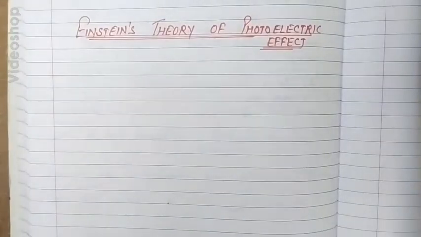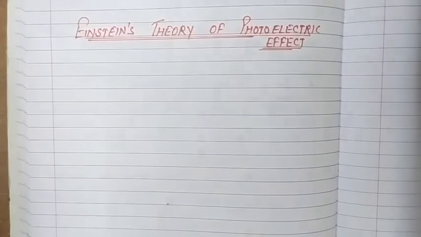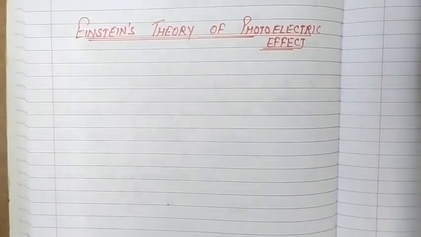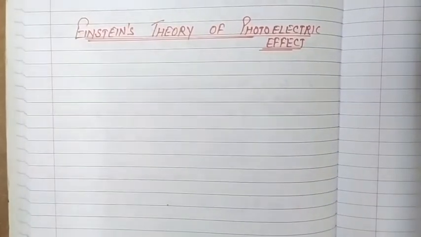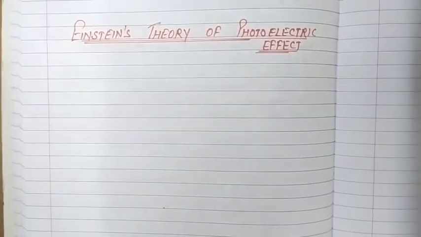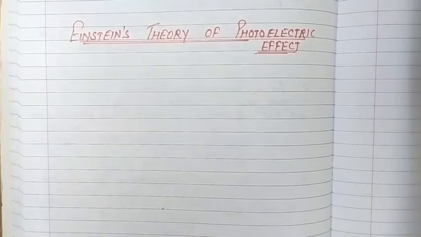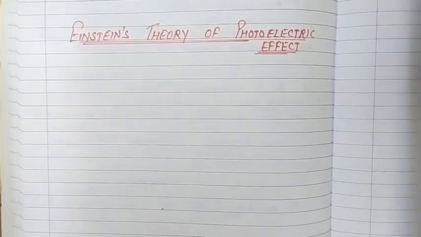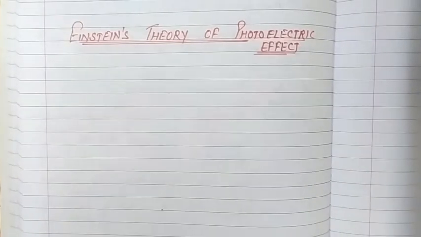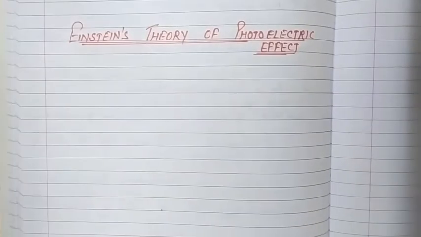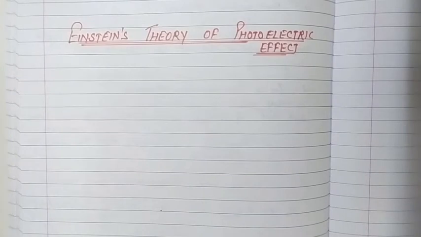Hello students. After Planck put forward his quantum theory, which states that light radiation travels in the form of discrete photons, Einstein in 1905 used Planck's quantum theory, and on the basis of that, Einstein explained the photoelectric effect and gave his theory for the photoelectric effect on the basis of Planck's quantum theory.